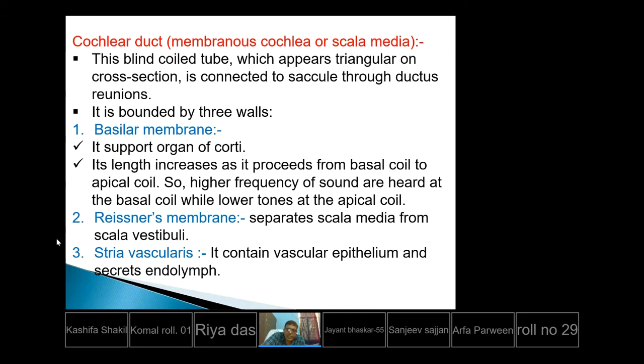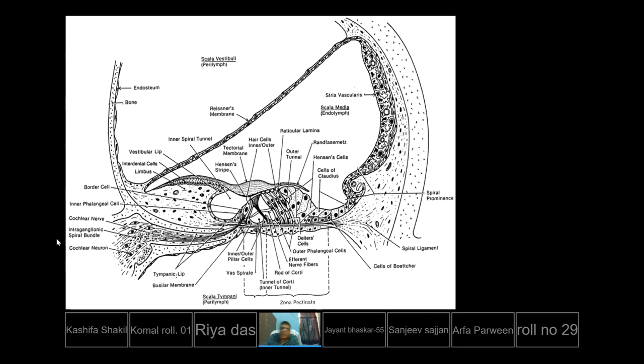Now Reissner's membrane separates the scala media from the scala vestibuli, as we already saw in the picture. Now the stria vascularis, also clear in the picture. It contains vascular epithelium for the production of the endolymph. Endolymph is supposed to be produced by the stria vascularis.